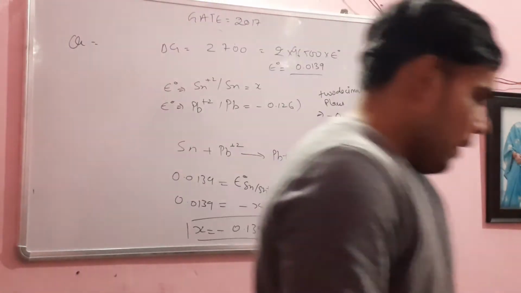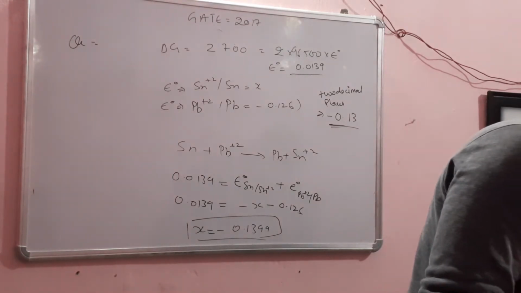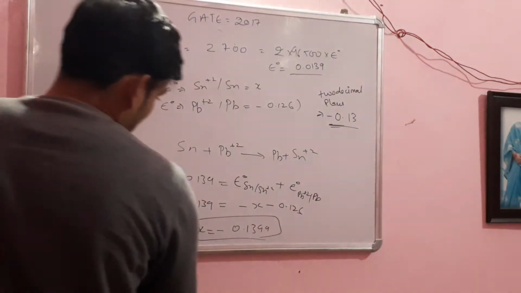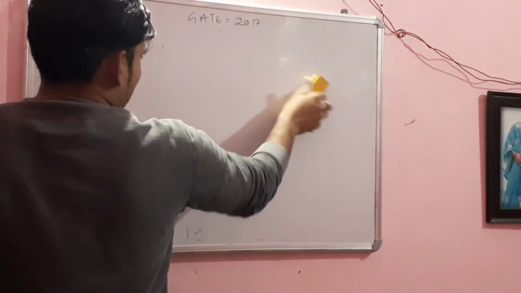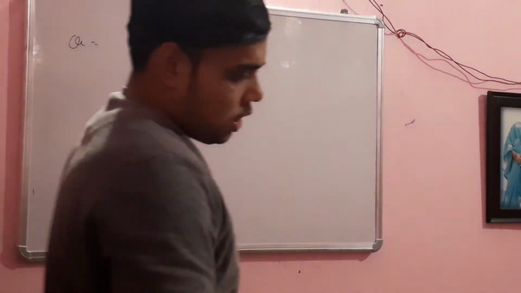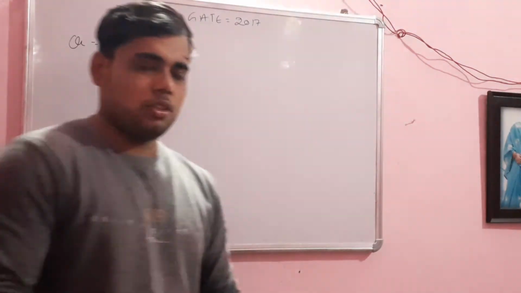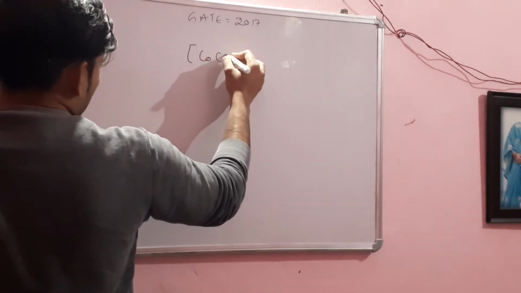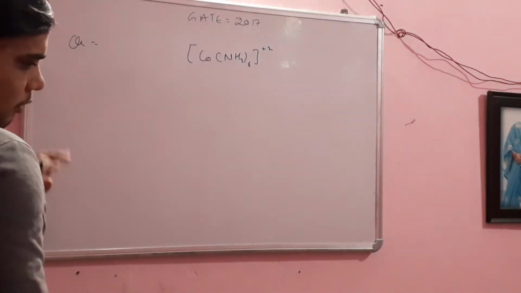Yeah, fine. The next question is not from electrochemistry, it is from your coordination compounds. So, have you read about what the CFSE value is? CFSE is the crystal field stabilization energy. The compound given here is cobalt, ammonia 6, with plus 2 charge. Okay, that is given here.